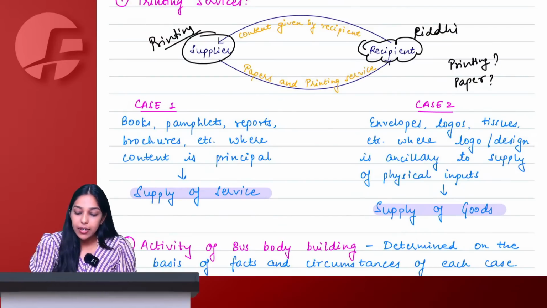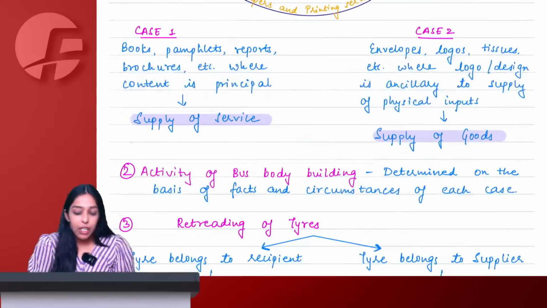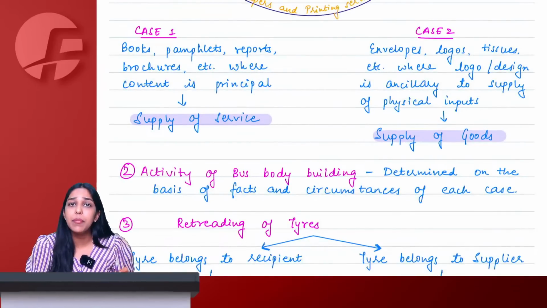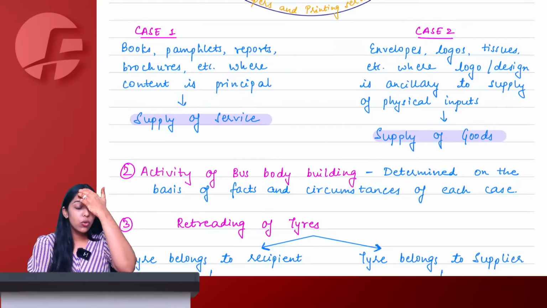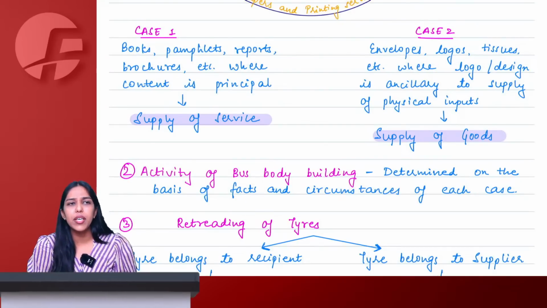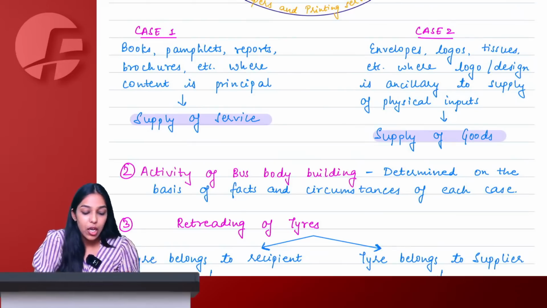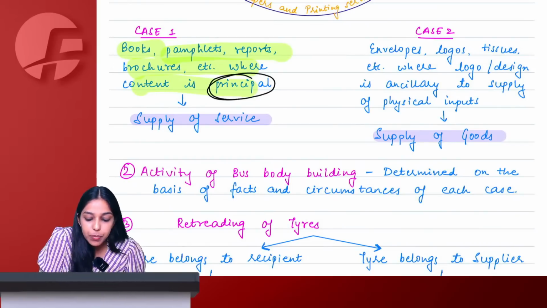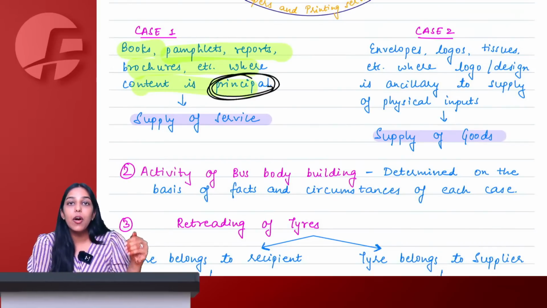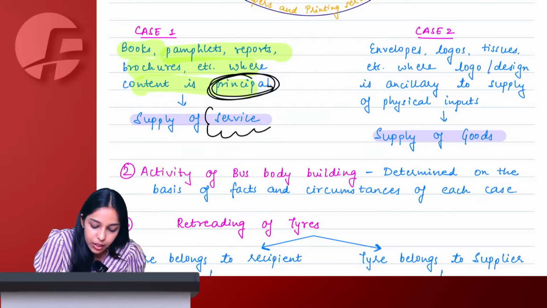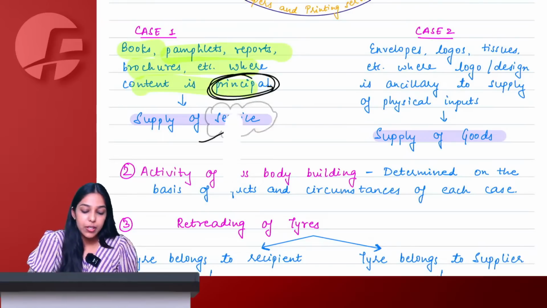The answer says that whatever you are getting printed, if the content is primary, like a book, what is written in the book will be important. The content of the book is going to be important and not the quality of the pages, of course. So books, pamphlets, reports, brochures, etc. Here the content is principal. So you are least concerned about paper, but you are more concerned about the printing service. Therefore, this will be considered as supply of service.